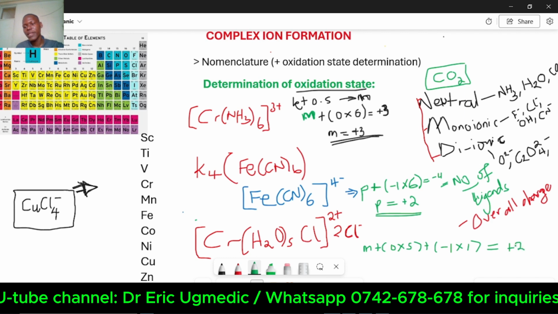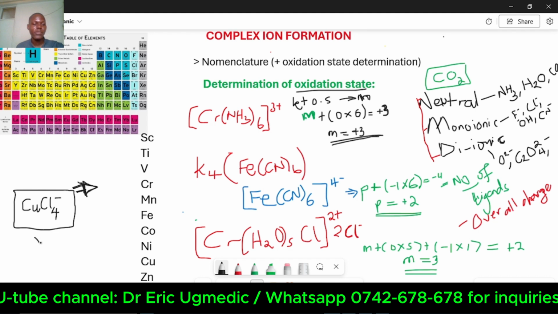So once again, I've said that don't consider these atoms that are outside. They're just helping you determine the overall charge. So our M in this case will be equal to 2 minus 0 plus negative 1. If you take the negative 1 to the right, that becomes a plus. So you have 2 plus 1 to get a 3. So that's how you get the oxidation states. I've written one more here. You can also try it out.